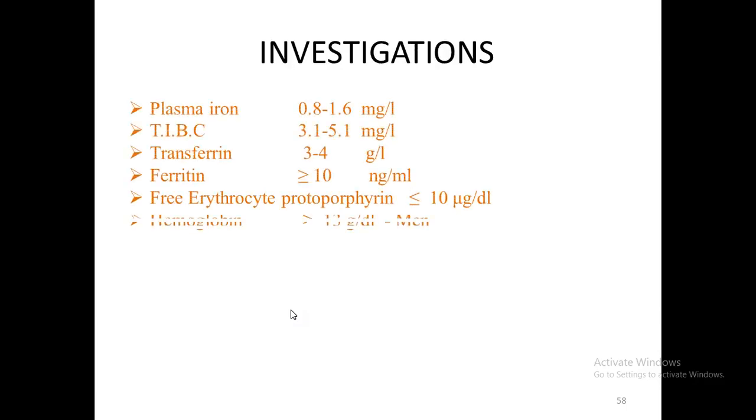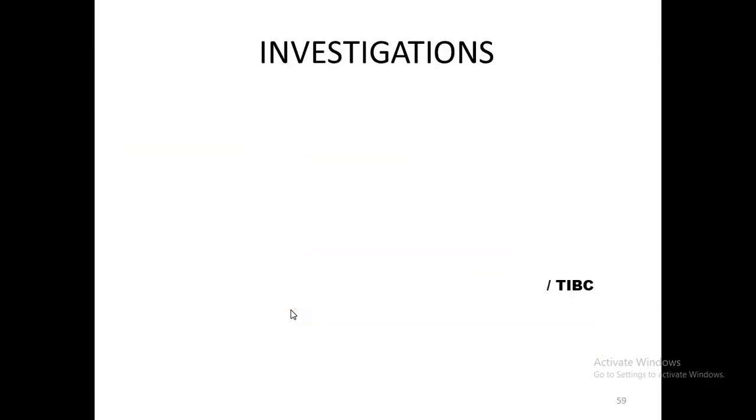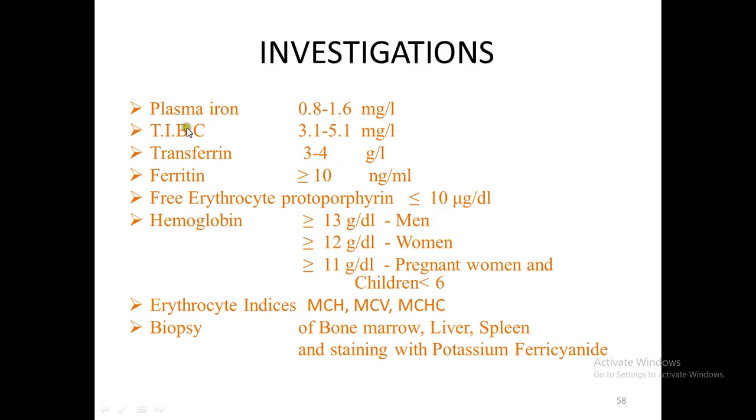How do we investigate a patient for iron deficiency? Plasma iron normally is 0.8 to 1.6 milligrams per liter in the blood. TIBC is normally 3 to 5 milligrams per liter. Transferrin is normally 3 to 4 grams per liter. Ferritin is usually more than or equal to 10 nanograms per ml. Free erythrocyte protoporphyrin is less than or equal to 10 micrograms per dl.